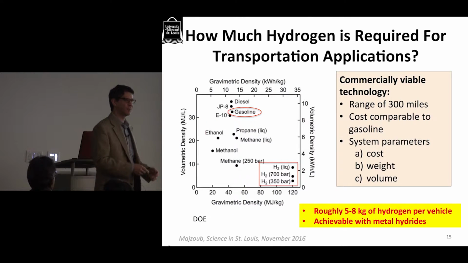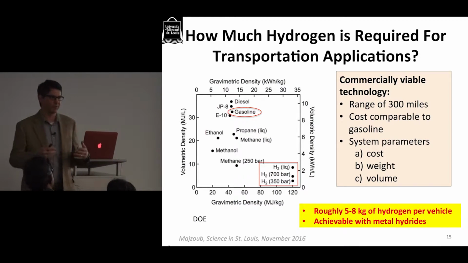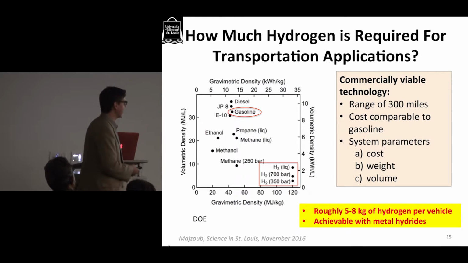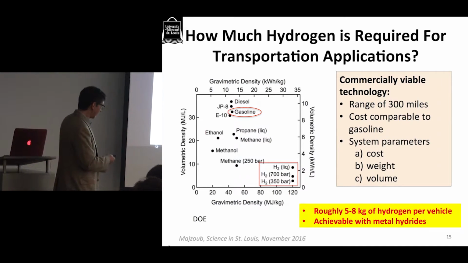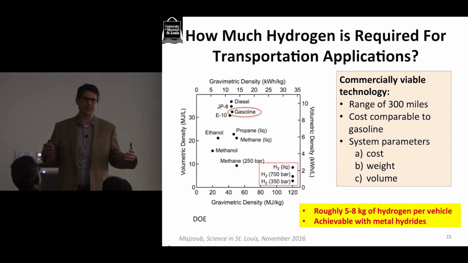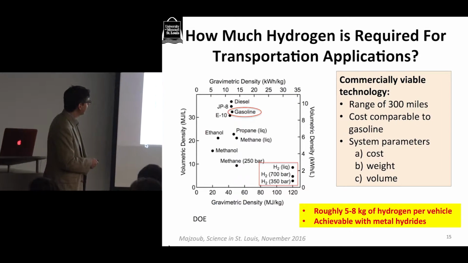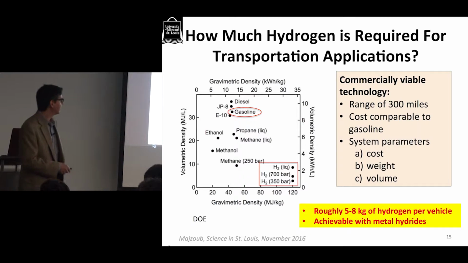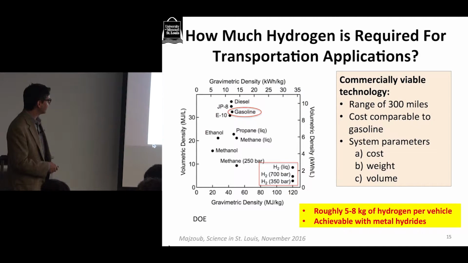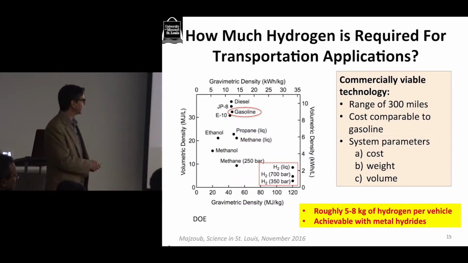Okay, so how much hydrogen do you have to have on your vehicle in order to utilize your vehicle the way you'd normally use a gasoline engine vehicle? The targets here were set by the Department of Energy and the automobile manufacturers, and the goal here is to have a range of about 300 miles. Another important factor is a cost that's comparable to gasoline to reach these targets.